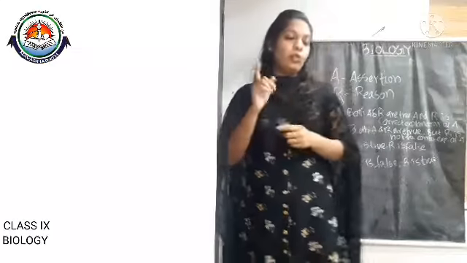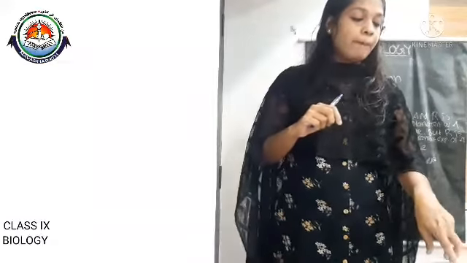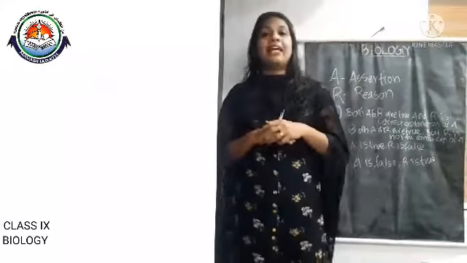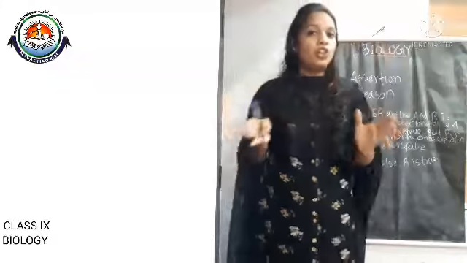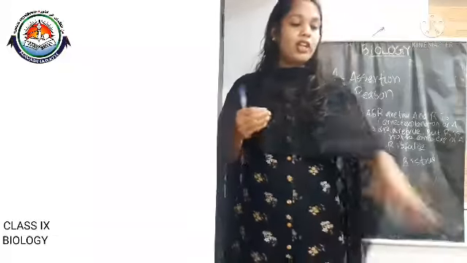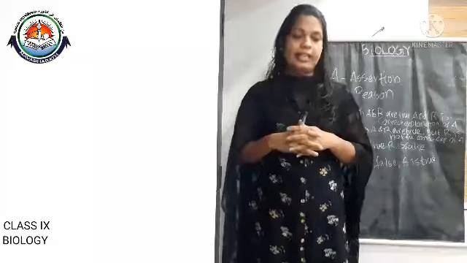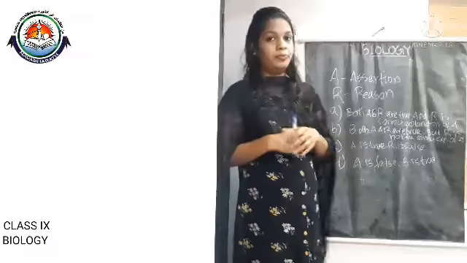Okay, and one more question we can discuss, from the next chapter, that is Tissue. I'll read the assertion: Meristematic tissue constitutes the major portion of the plant body. Now we can read the reason: Meristematic tissues consist of differentiated cells. So the answer will be D.